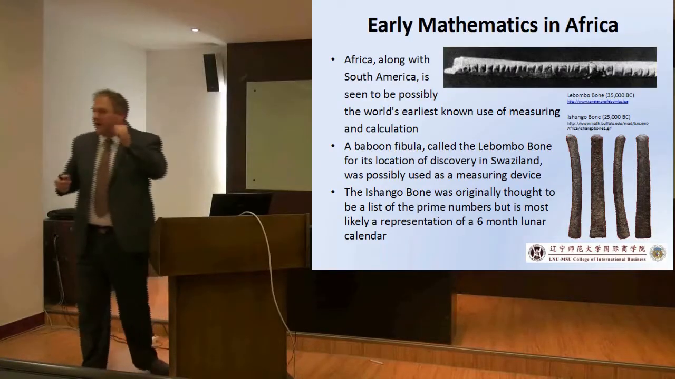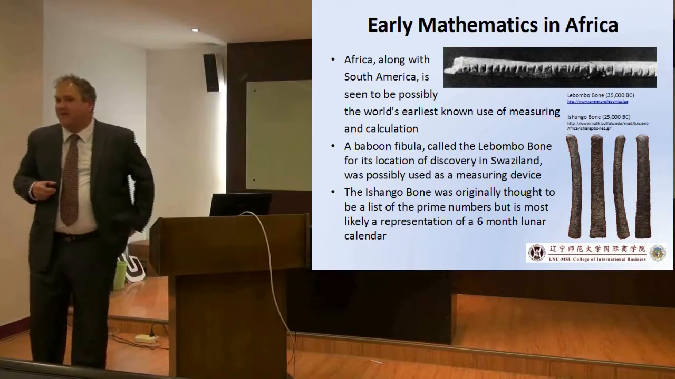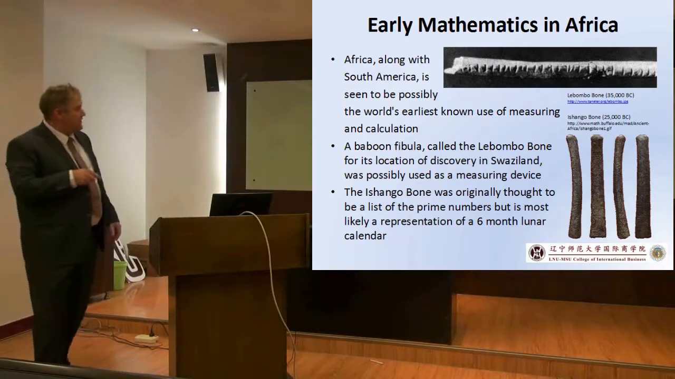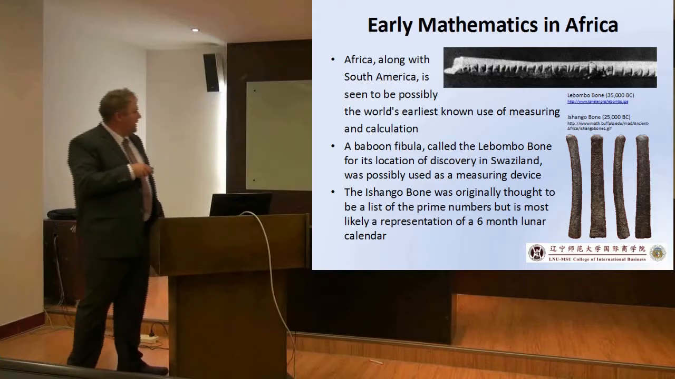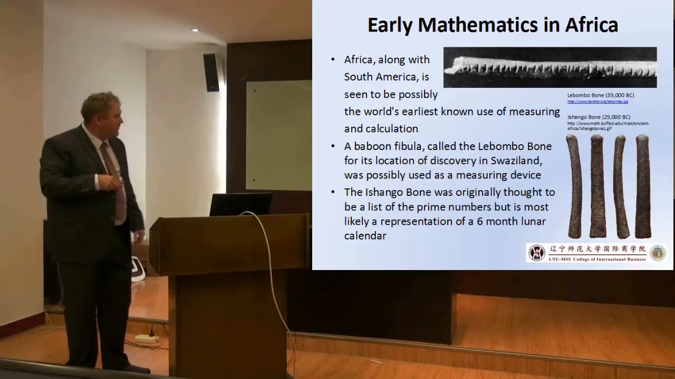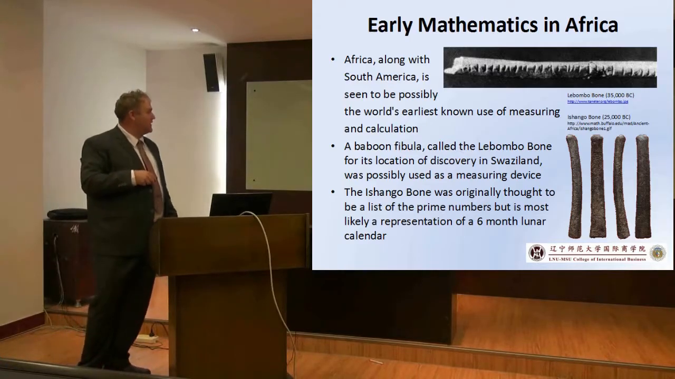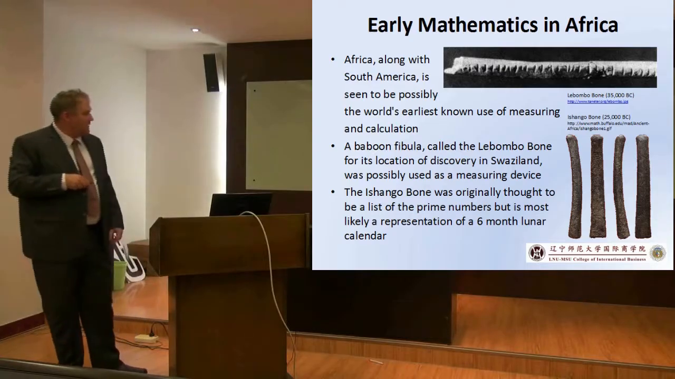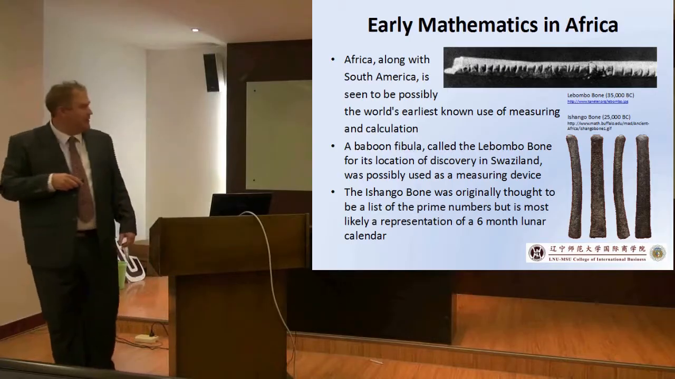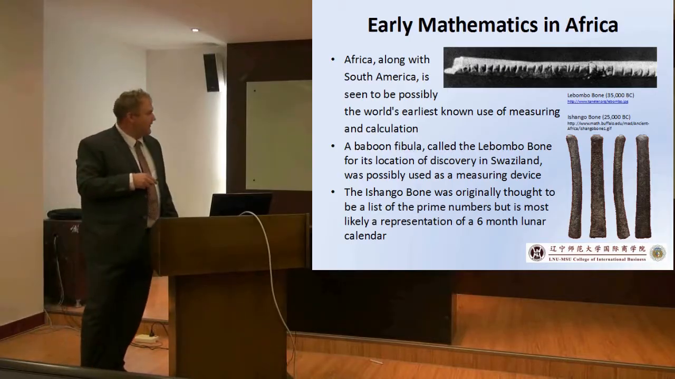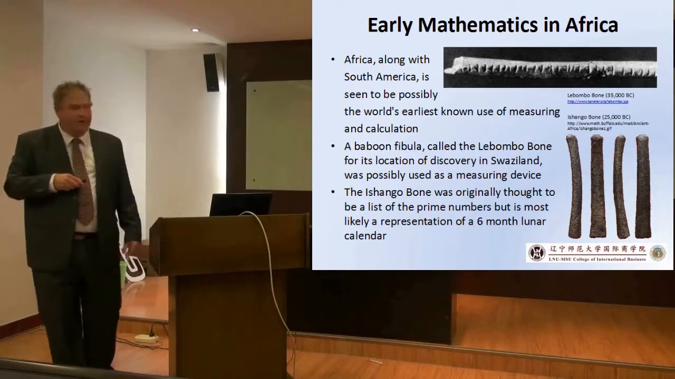Okay, so I'll give you a couple early examples of mathematics people don't know about. One's in Africa, there's two. It's the Lebombo bone and the Ishango bone. Interestingly, it's one of the earliest known uses of measuration and calculation. And it's extremely old. Look at this, 35,000 BC. 25,000, that's what they guess. It's really, really old. Incredible.